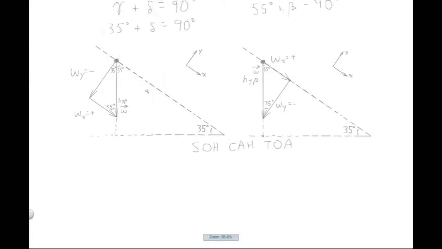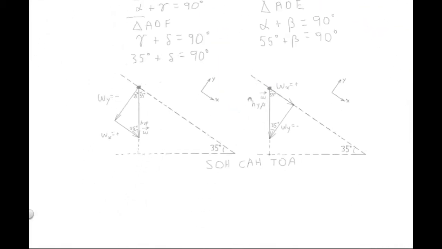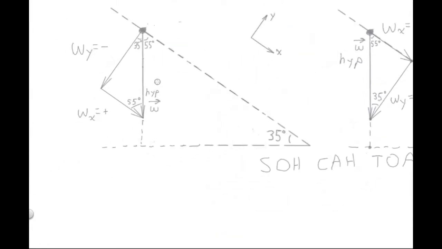We could add some information now to our sketch. Remember that we know that the magnitude of the overall weight is 88.2 newtons, as we discovered earlier. So we should be building that into our sketch.